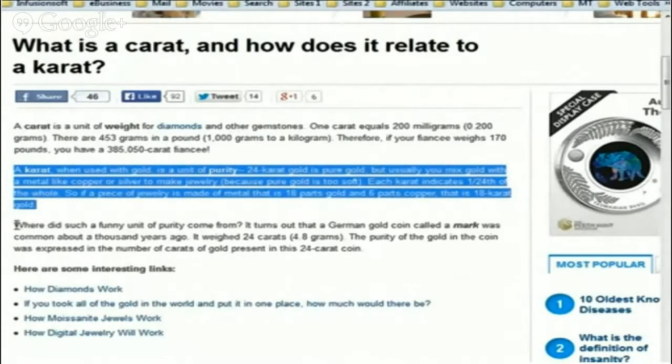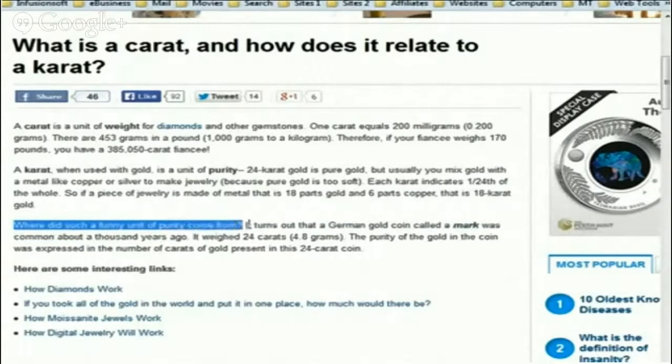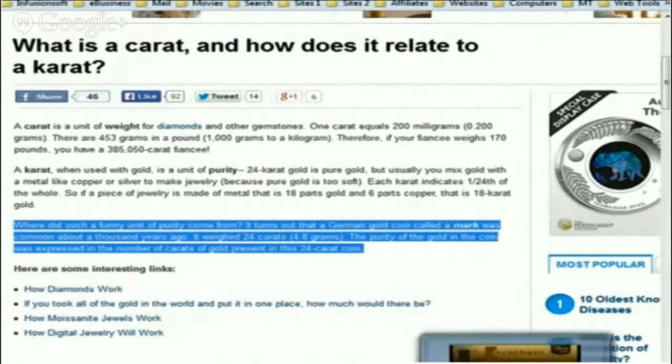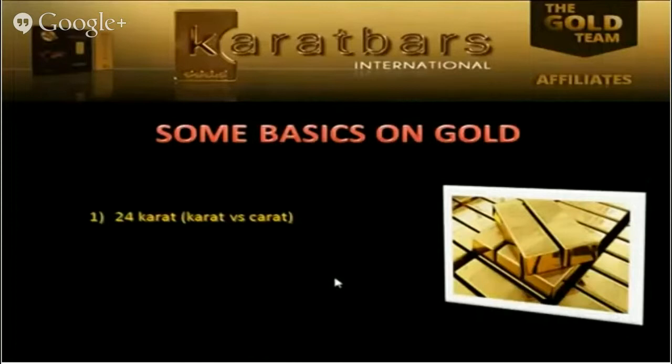This is interesting. Where did this funny unit of purity come from? It turns out that we got the Deutschmark 1,000 years ago. There was a coin, and it weighed 24 carats, or 4.8 grams. So the purity of the gold in the coin was expressed in the number of carats of gold present in the 24 carat coin. So I thought that was very interesting. So that's the difference between a K and a C. The C is to do with weights regarding precious stones such as diamonds, and K with a carat is to do with the purity of gold, and 24 carat is regarded as pure gold.